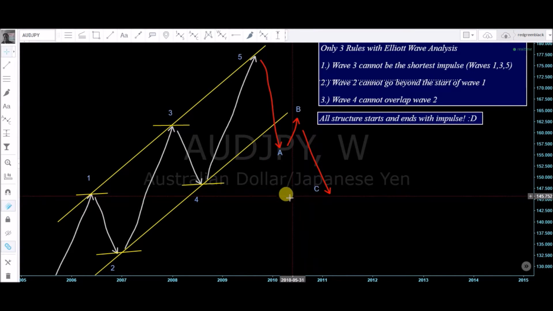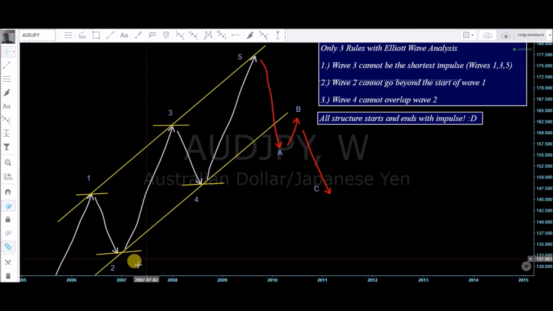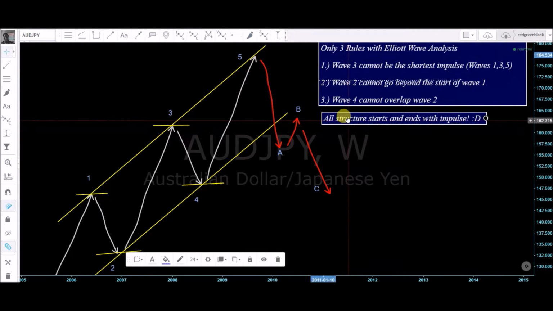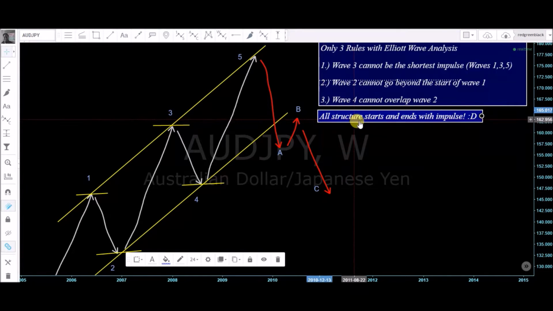This is just going to be a real quick video on structure, on how it looks when it's trending, your motive waves, and then your correction waves here. The only three rules of the Elliott wave analysis are pretty simple. They're right here. And one really important thing is all structure starts and ends with impulse.